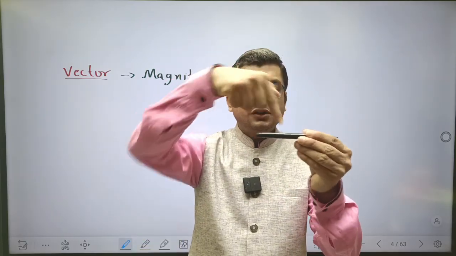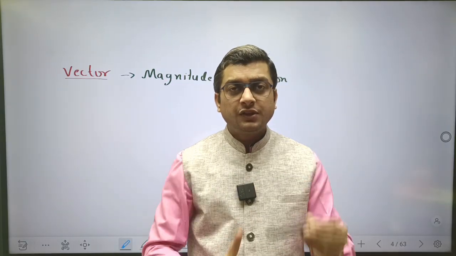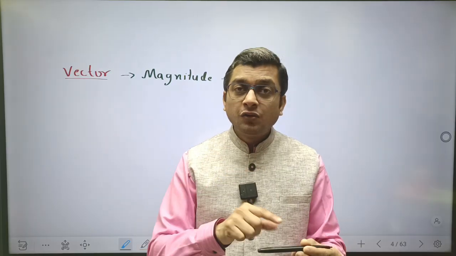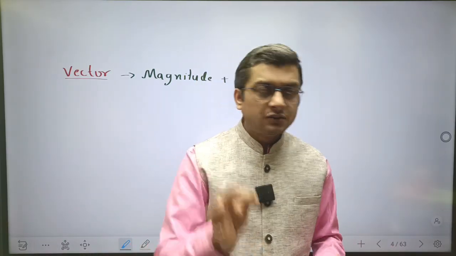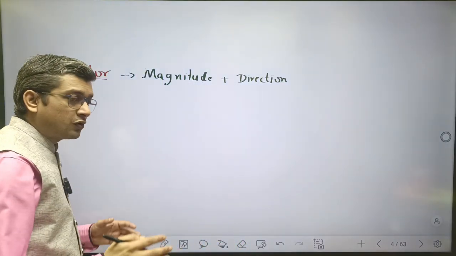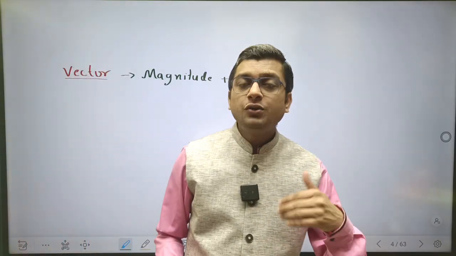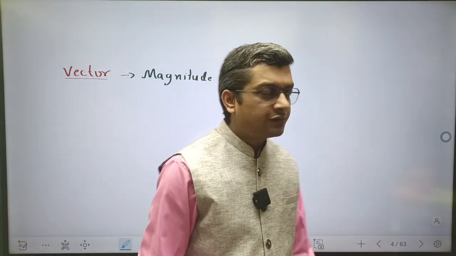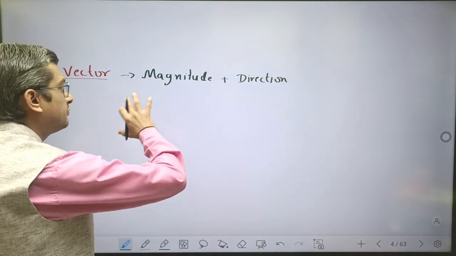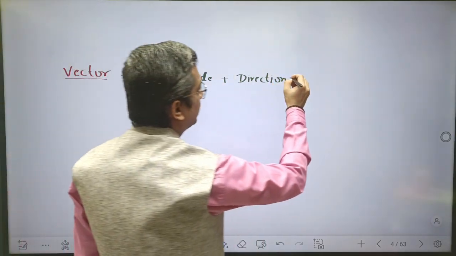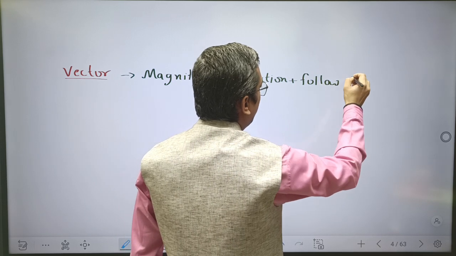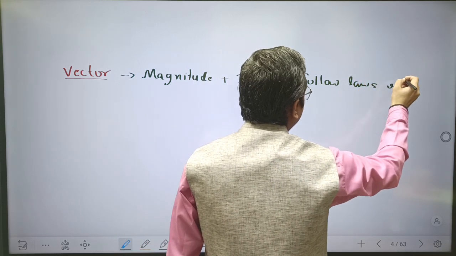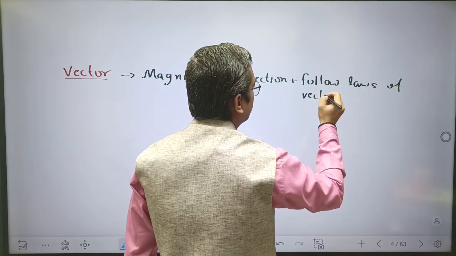It may act like this, it may act like this, it may act like this, isn't it? And if you change the direction of force, the effect will get changed. So direction is foremost requirement if you are going to define the vector quantities, isn't it? So a vector must have magnitude, direction, as well as the quantity must follow laws of vector addition. What are the laws of vector addition?